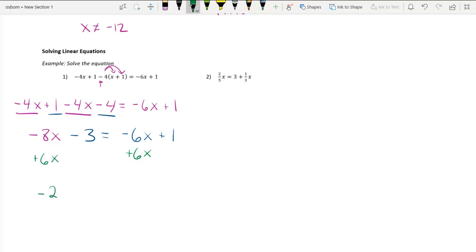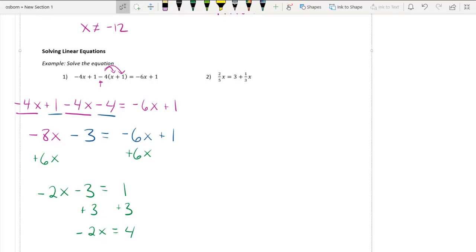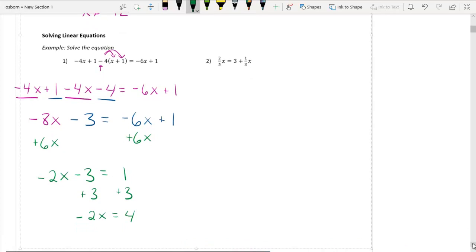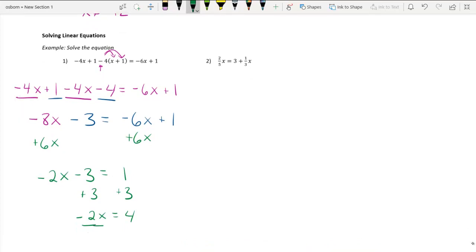That gives me negative 2x minus 3 equals 1. And now I'm going to add 3 to both sides. And that gives me negative 2x is equal to 4. Now my last step here is to divide both sides by the coefficient in front of my x. So I'm going to divide both sides by negative 2. And that gives me x is equal to negative 2 for my solution.